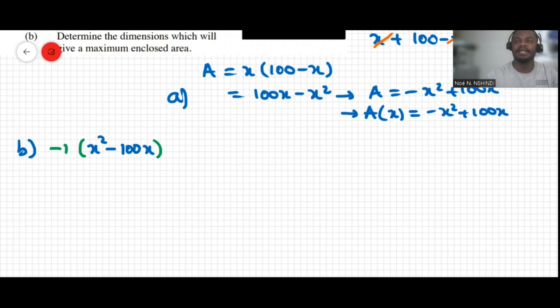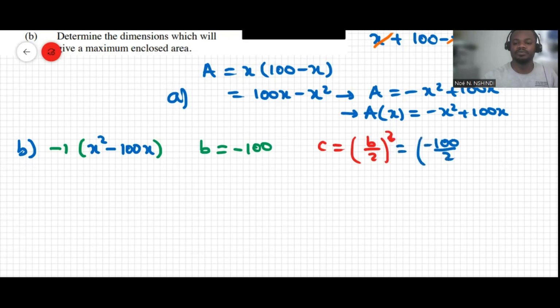Okay. Now we note that here b, in the quadratic, is just -100. We know that to complete the square, we do c equal to b over 2 to the power of 2. So we will do -100 over 2 to the power of 2, which is 50 squared. Because the power is 2, the negative of the base within the bracket will disappear, and this will make 2,500.